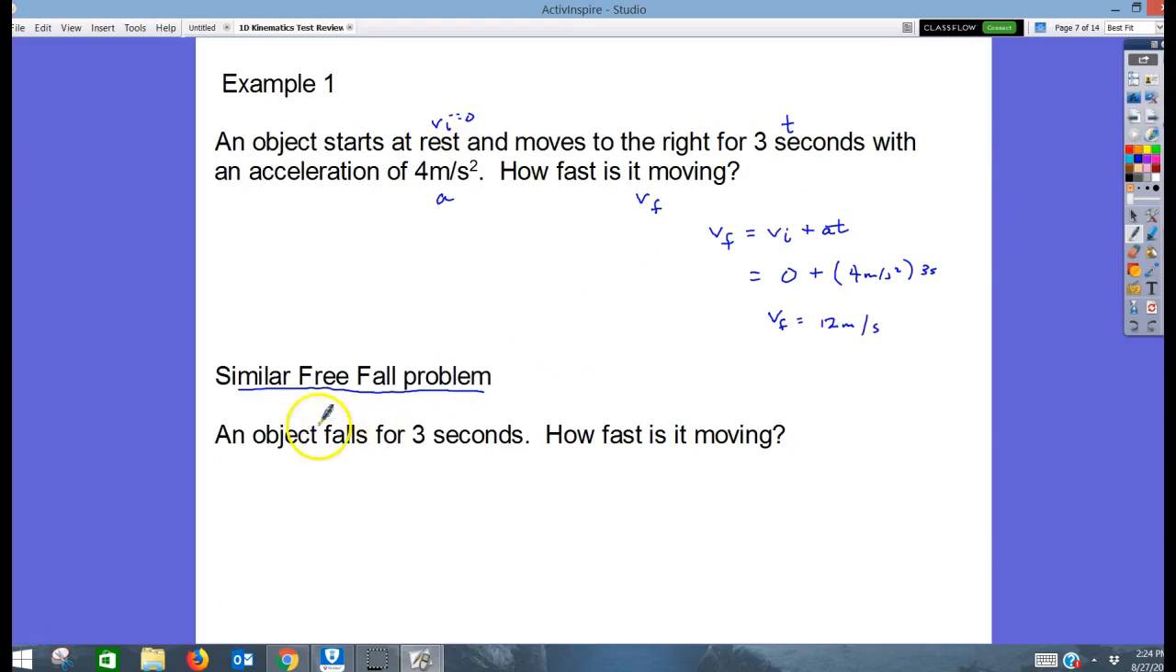Okay, so an object falls for 3 seconds. How fast is it moving? And so final velocity is the initial velocity plus gravitational acceleration times time. And the initial velocity is 0. If it falls, it's assumed to fall from rest. And so the final velocity is -9.8 meters per second squared times 3 seconds. And that's -29.4 meters per second. So free fall problems aren't any different than regular acceleration problems. We just know what the acceleration is.